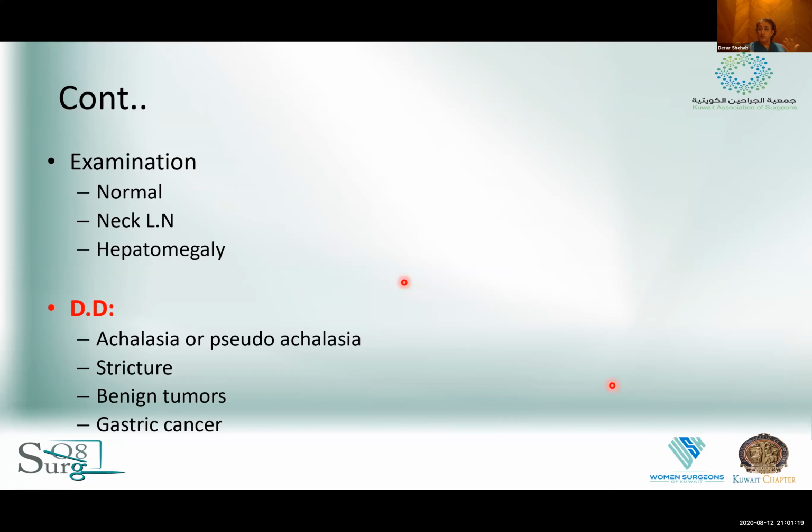The differential diagnosis for those patients is the differential diagnosis for dysphagia. Any patient with dysphagia, you should think of esophageal achalasia or stricture, or sometimes even benign tumors or a pathology in the stomach, for example, a gastric cancer.